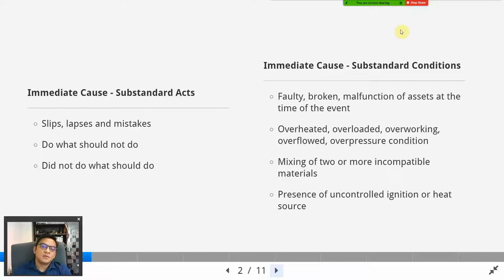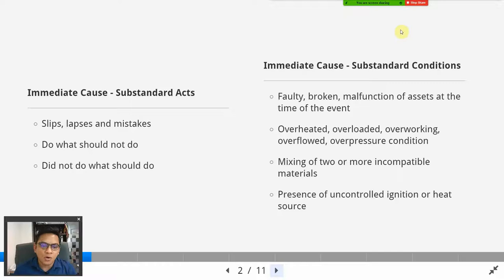Okay, what are substandard acts? Substandard acts are those errors that are committed by workers. The slips, the lapses, I will talk about this later on in detail, and mistakes. So these are human error. Okay, you do what you should not do. Benda yang sepatutnya you tak buat, you buat. Or you did not do what you should do. Benda yang sepatutnya you buat, you tak buat. So these are the things that usually, not all the time, usually trigger the accident.